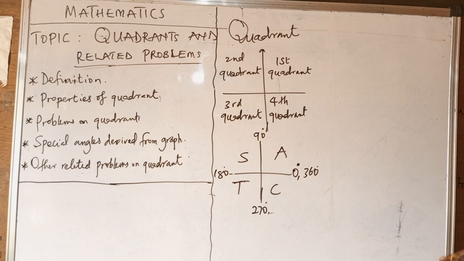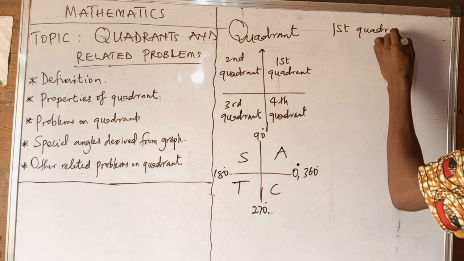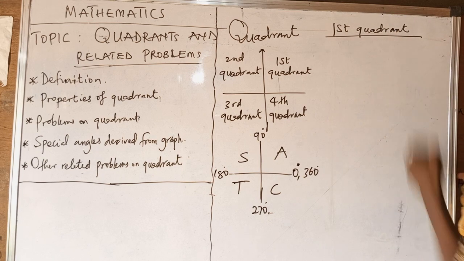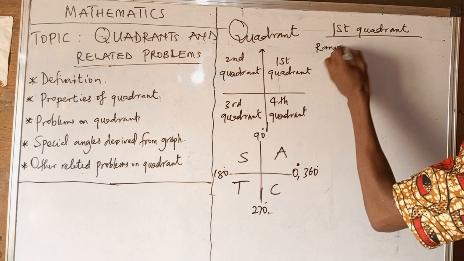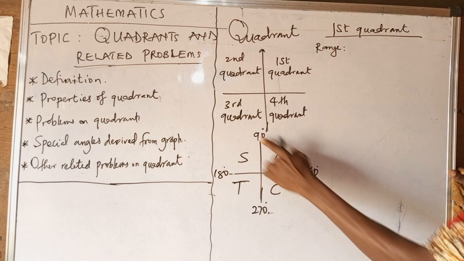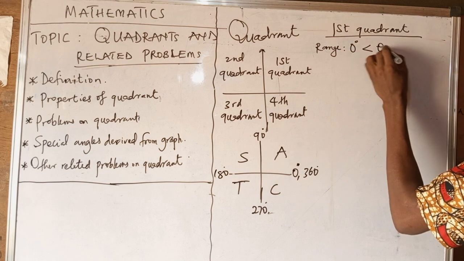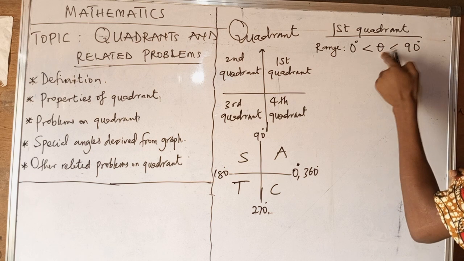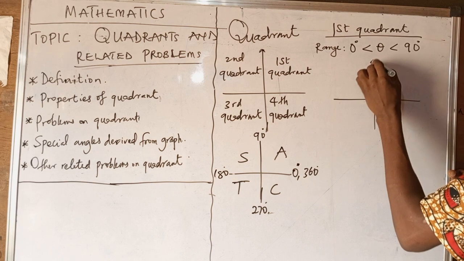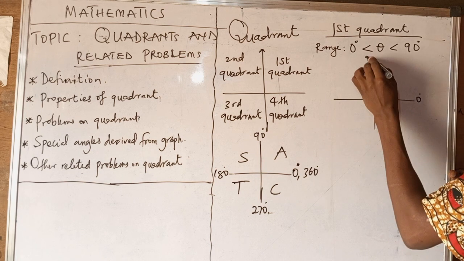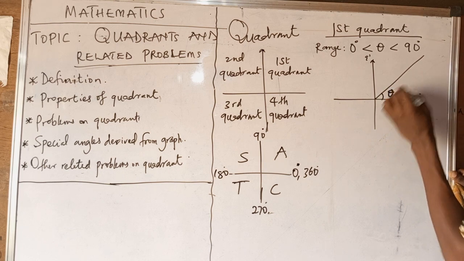Now, starting with the first quadrant. For our first quadrant, we have what we call the range, meaning it ranges between, as you can see from what I have here, 0 to 90. So we say 0 degrees is less than theta, and theta is less than 90 degrees, where theta is the angle between the two. So we have this for the first quadrant, 0 degrees to 90 degrees. We have a line drawn here, and this is the angle between that.